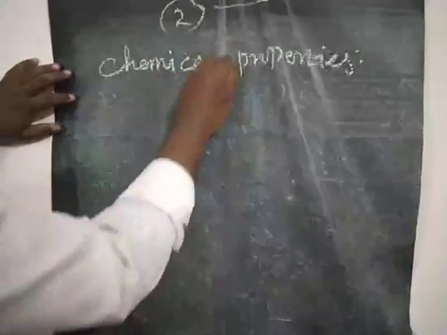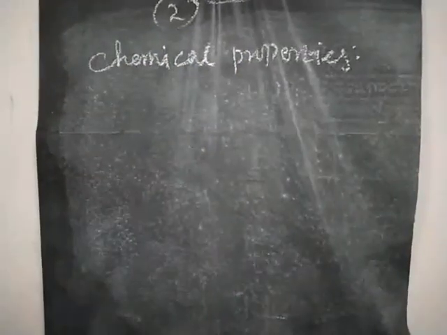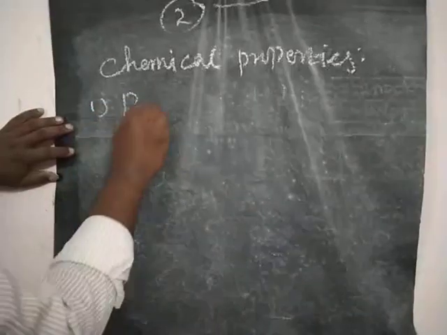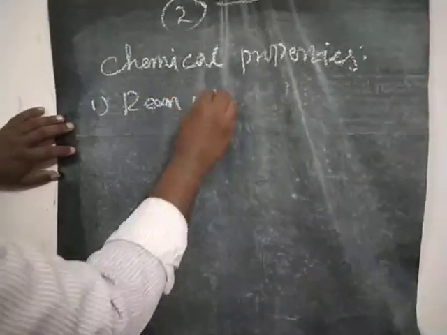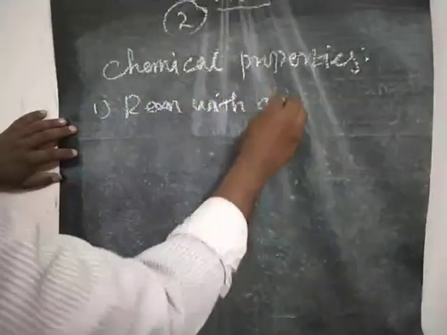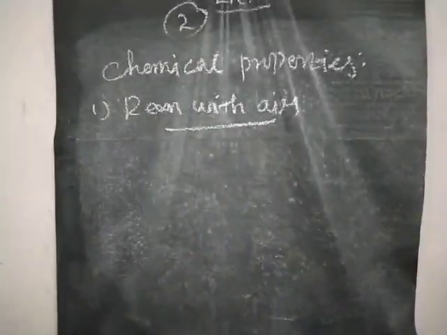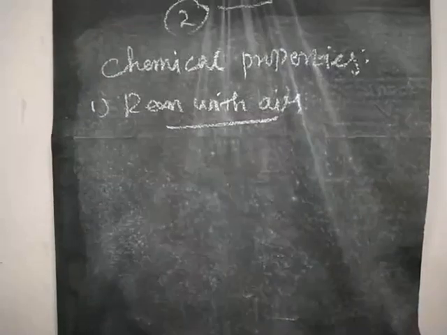Chemical properties of aluminium. First one, reaction with the air. Ordinary air does not react with aluminium.